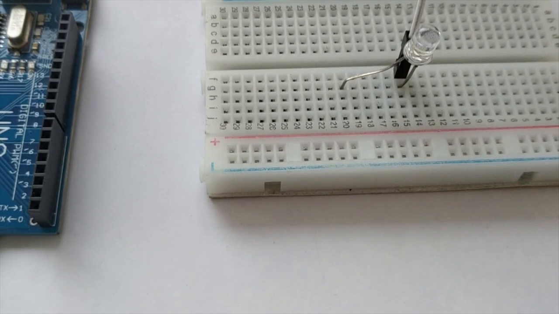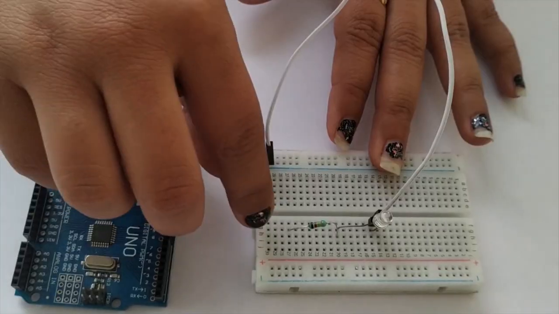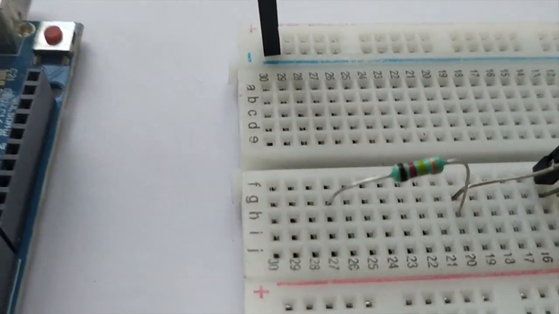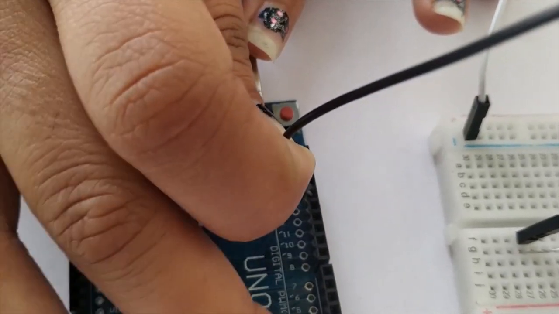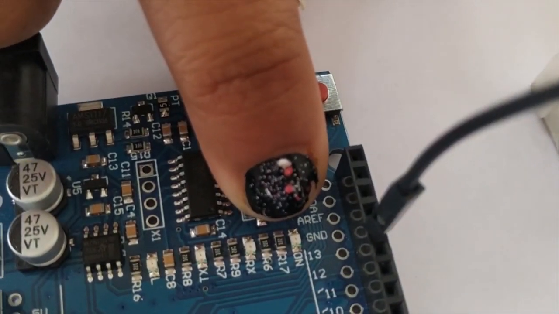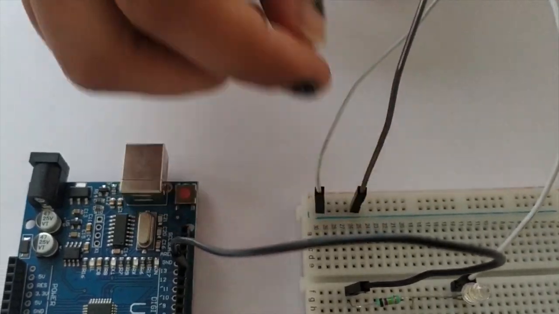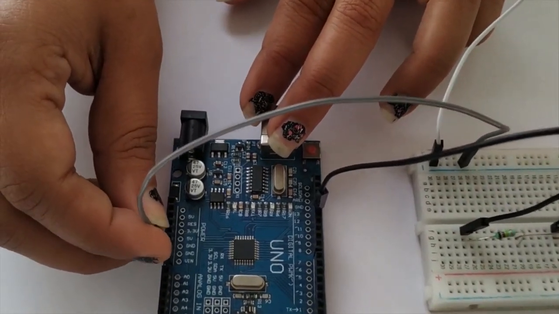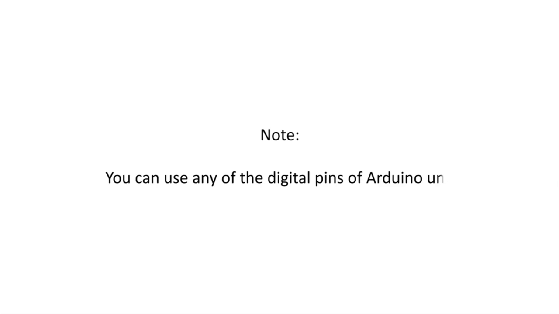Connect the positive end of LED, that is the longer leg, with 1K resistor. Connect the other pin of resistors with digital pin 13 of Arduino Uno. Now, connect common ground of breadboard with ground pin of Arduino Uno. You can use any of the digital pin of Arduino Uno.